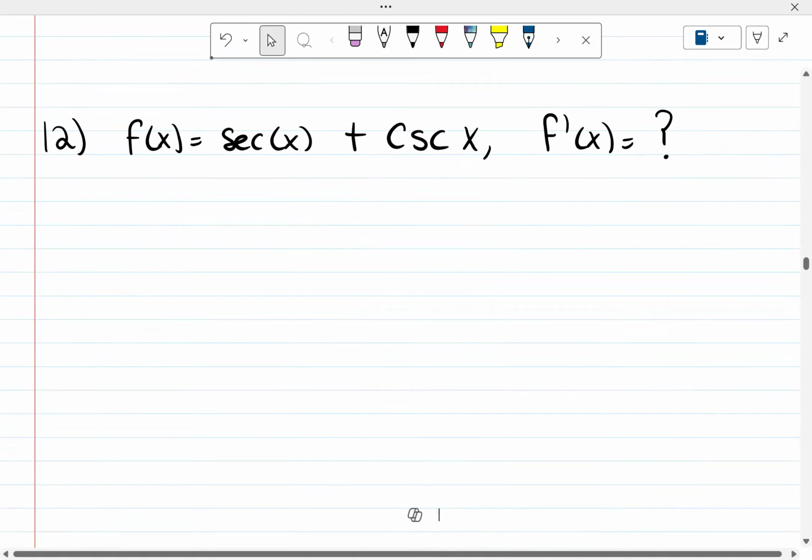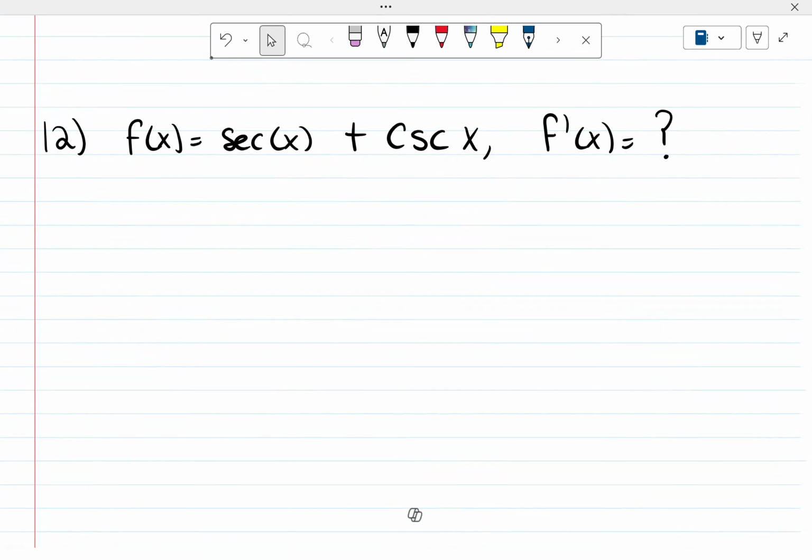Okay, number 12 says we have f of x equals secant of x plus cosecant of x. We have to find f prime of x. So how shall we do this? I would just take the derivative of each term because they're not multiplied together, and it's not in a fraction, so we don't have to use the quotient rule. So just take the derivative of each term.